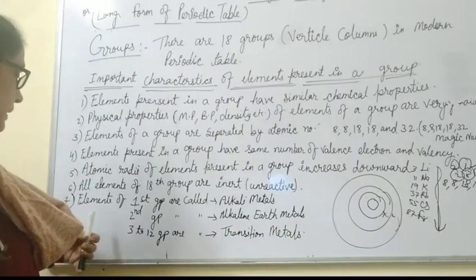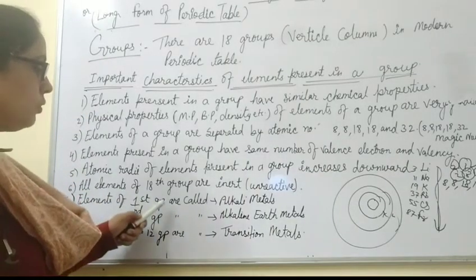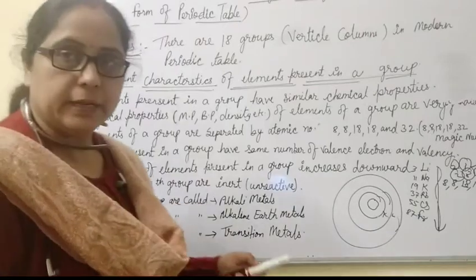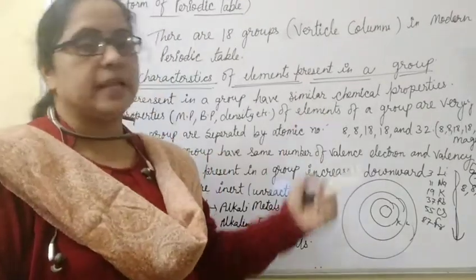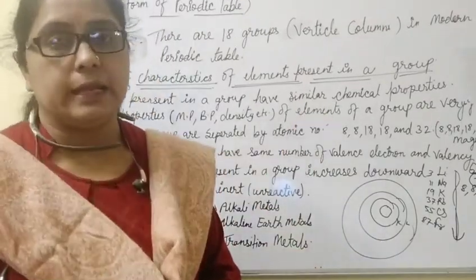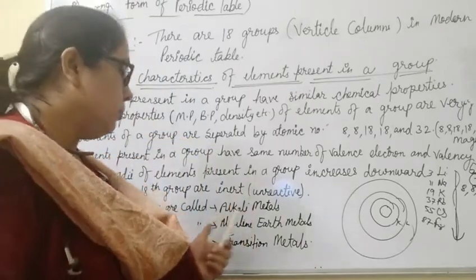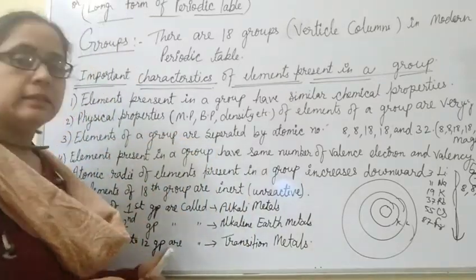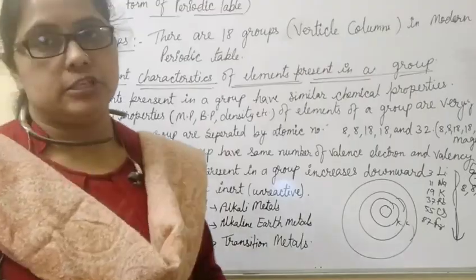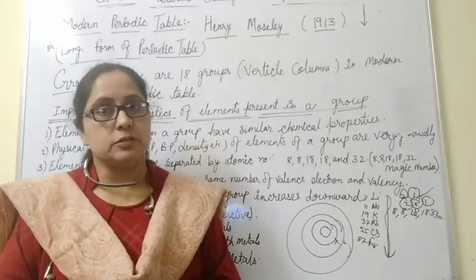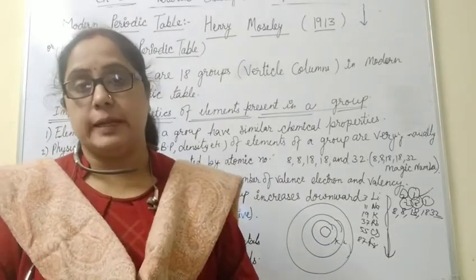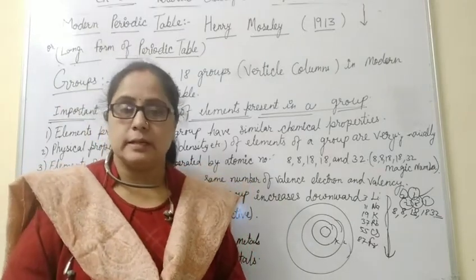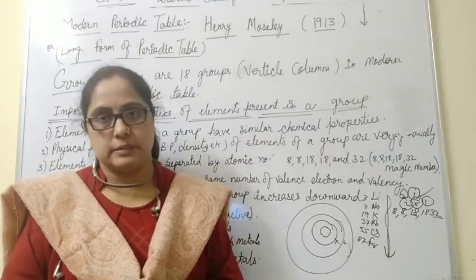have 8 electrons in their valence shell. Next characteristic is elements of the first group are called alkali metals. The second group's elements are called alkaline earth metals, and groups from 3 to 12, these elements are called transition metals. In the 13th to 17th group, a few metals, few metalloids and non-metals are present.